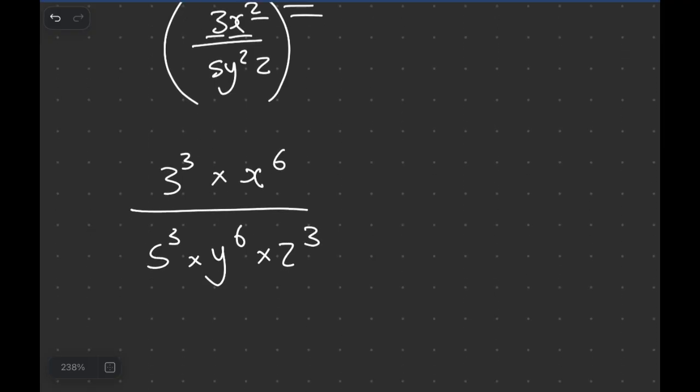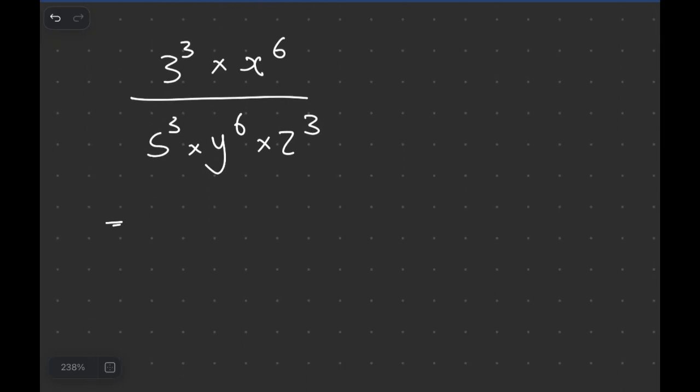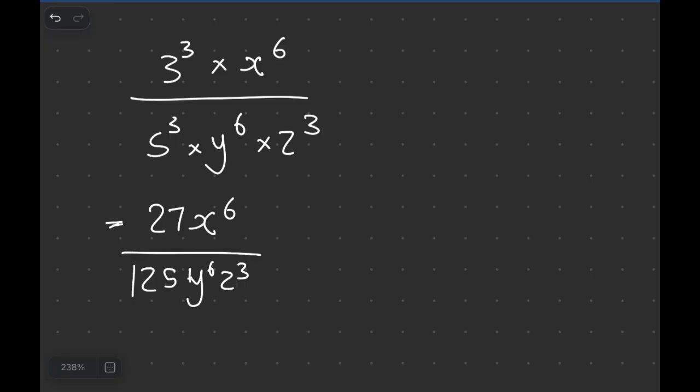Now, putting it together, 3 times 3 times 3 is 27 times x to the 6 over 5 cubed, which is 5 times 5 times 5, which is 125, y to the 6 z cubed. And you cannot simplify any further, so that will be your final answer. You can see that they're all the same term and there are no like terms. They're all unique.